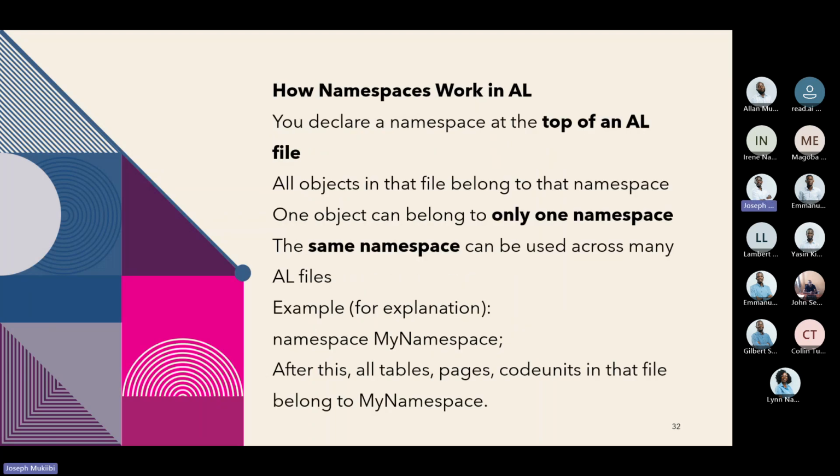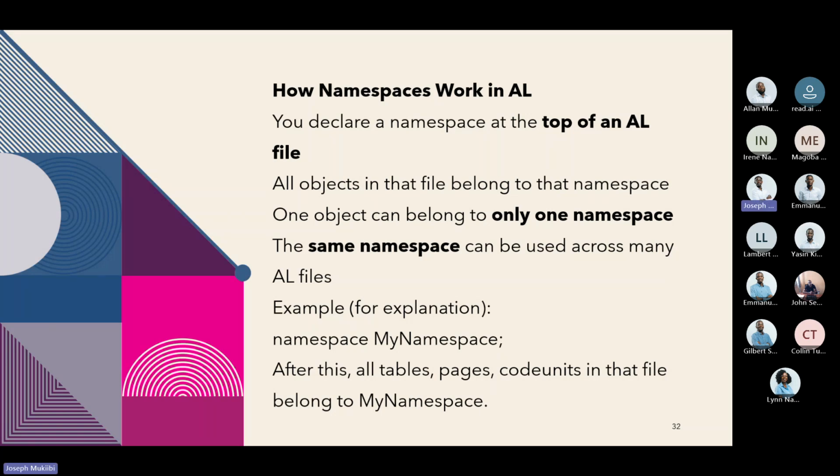So how do namespaces work in AL? You can declare a namespace at the top of the AL file. All objects in the file belong to that namespace. So if you put a namespace of, maybe, HRP dot budget monitoring dot customers, then in that AL file you can only have one object, maybe a page or table. So that's what it means.